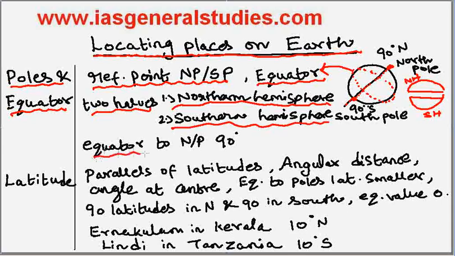From the equator to the North Pole, it is 90 degrees. So the North Pole is represented as 90 degrees north and the South Pole is represented as 90 degrees south.